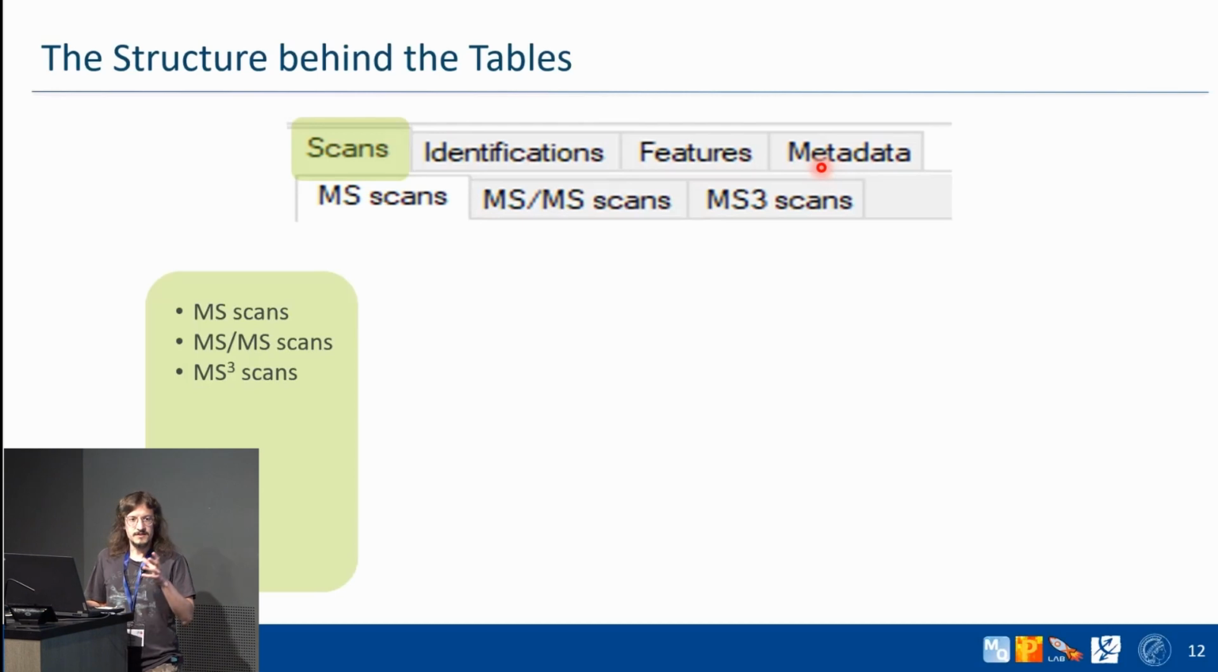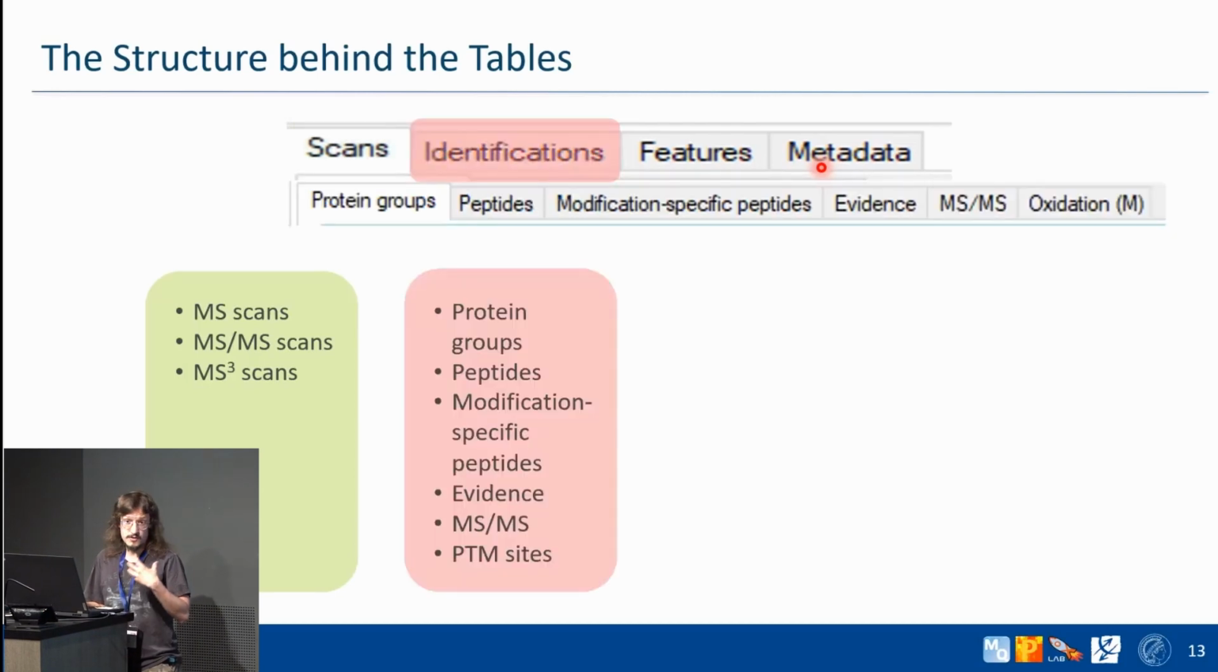But these are very raw data. If you still want to find information about how your mass spectrometer performed, you can go into identifications. Generally speaking, identification will give you information about signals that have been identified into peptides.